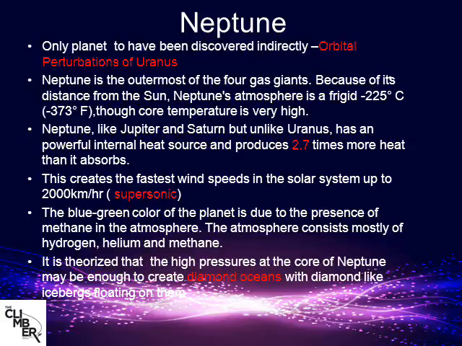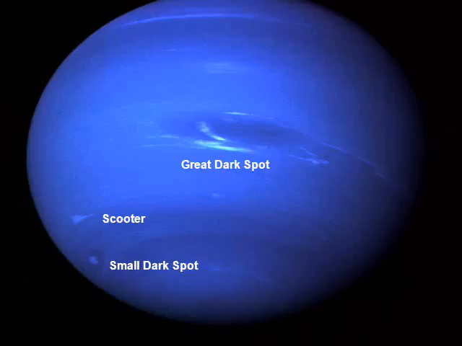Neptune's characteristic blue color is mostly due to a high level of methane in its atmosphere. And it is even theorized that at the core of Neptune, the pressures may be high enough to liquefy diamonds to create icebergs of diamond floating on diamond oceans.